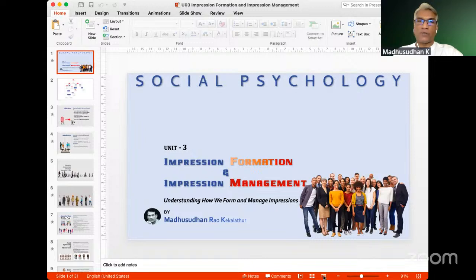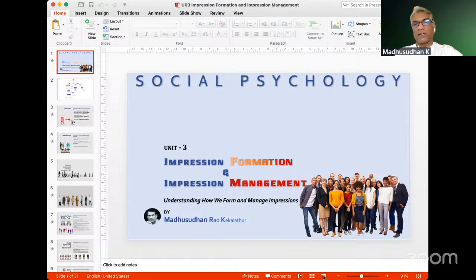So today's objectives. What are the objectives of today's class? We'll try to explain what is impression formation, define what is meant by the term schema and the script, and describe their roles in impression formation. Then explain what is prototype, exemplar, and social stereotype, and other things.